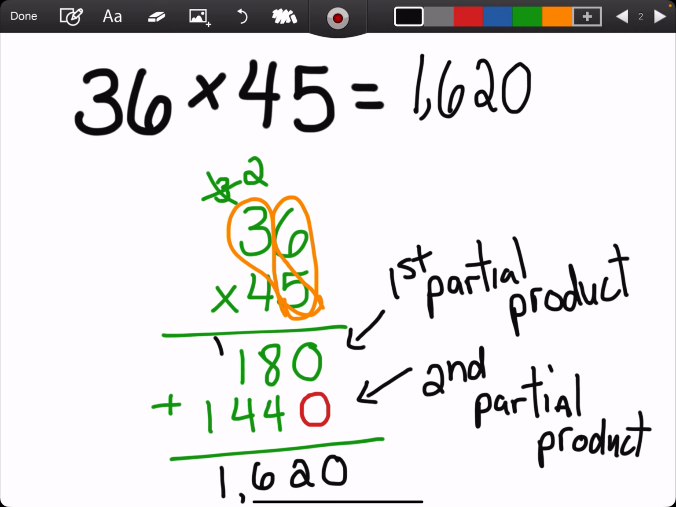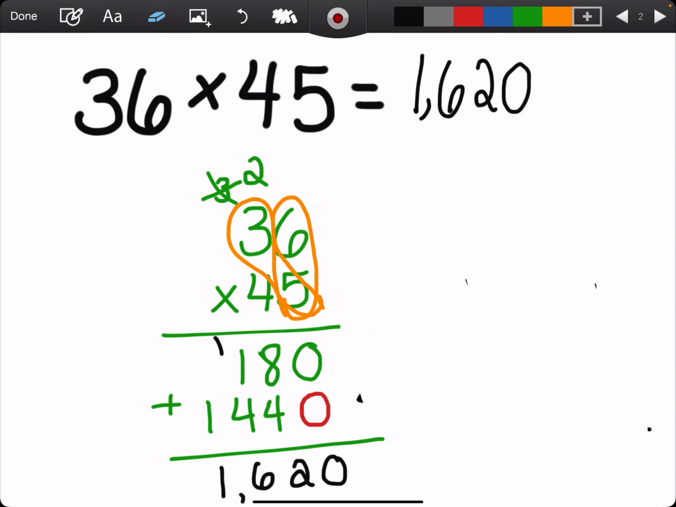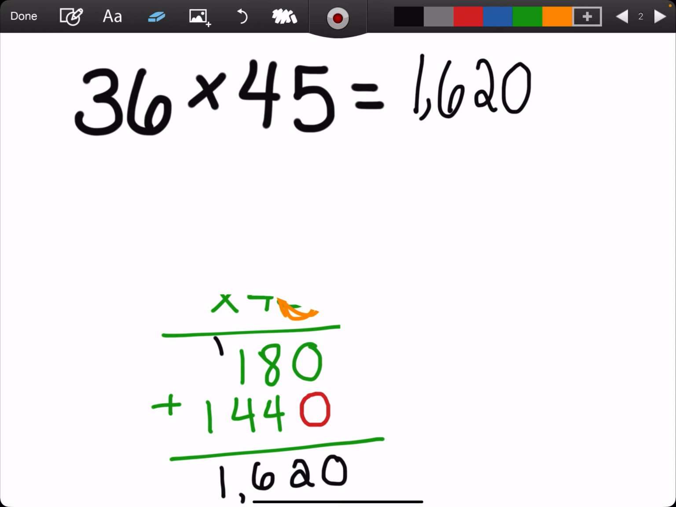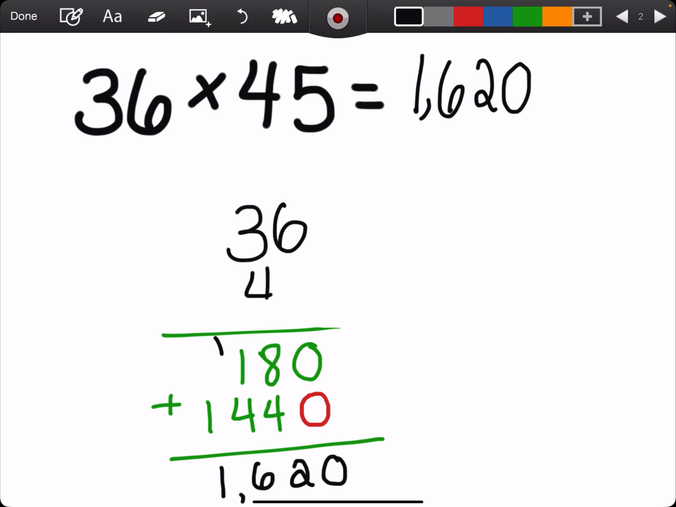All right. Now you will see in your book, it's showing the standard algorithm with the same numbers, right? But it's dragging out the problem even more than I think it needs to be. I'm going to show you right here what it's doing, and I'm going to continue with my 36 and my 45. It's going through all the steps again.